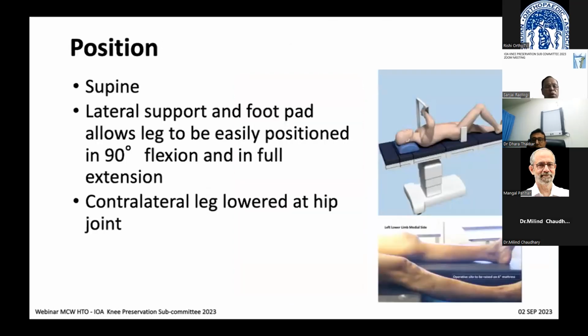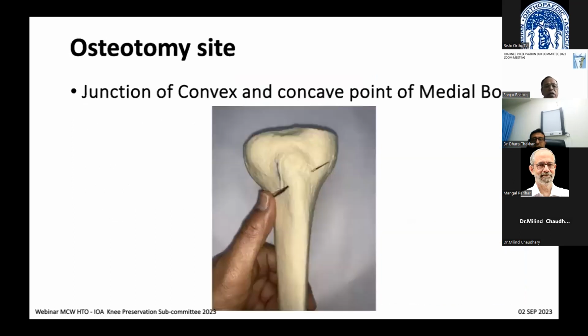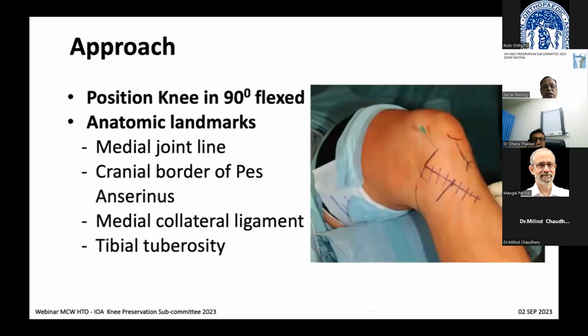The patient is operated in a supine position with lateral support and a foot pad, which allows easy positioning of the limb in 90-degree flexion and full extension. The contralateral leg is lowered at the hip. The junction of the convex and the concave point on the medial border is the starting point of osteotomy, and it makes the osteotomy isosceles, which I will show you later.